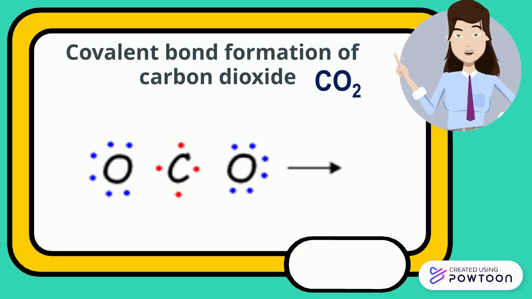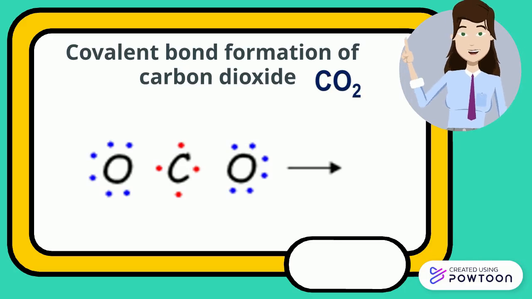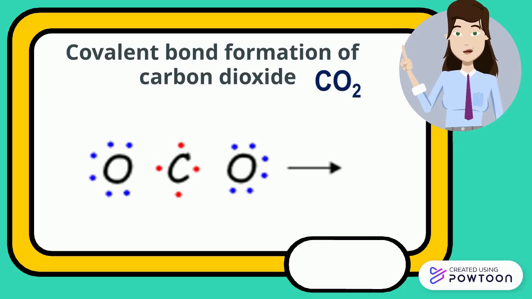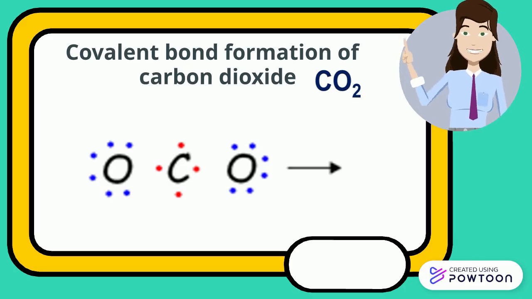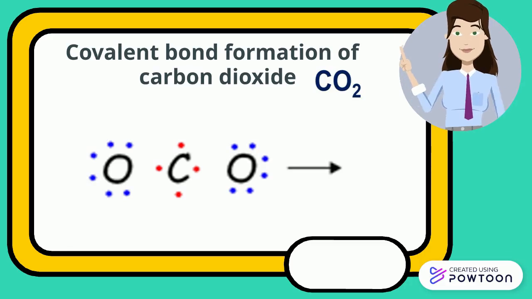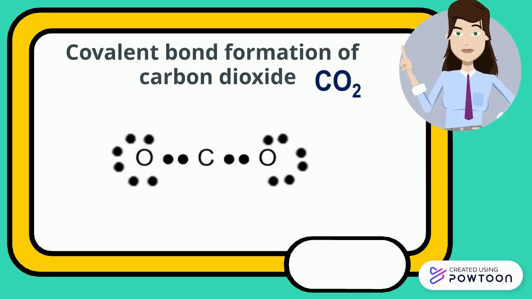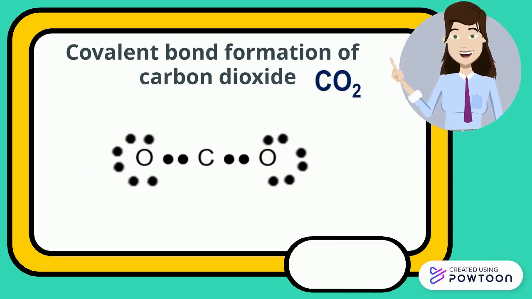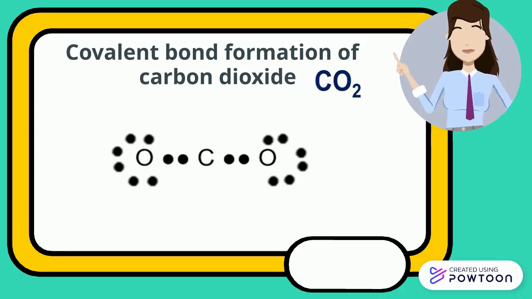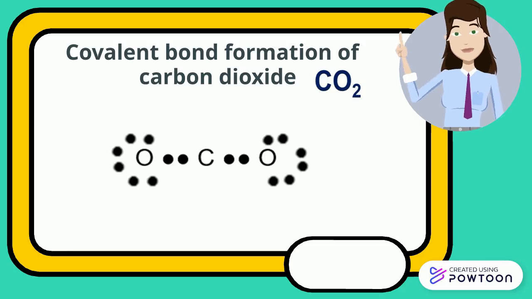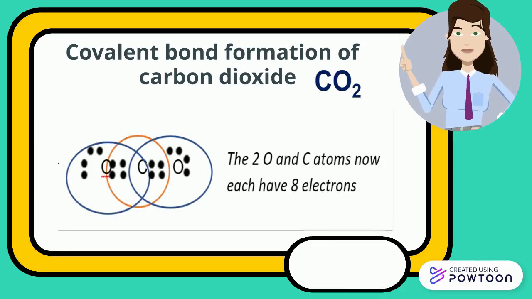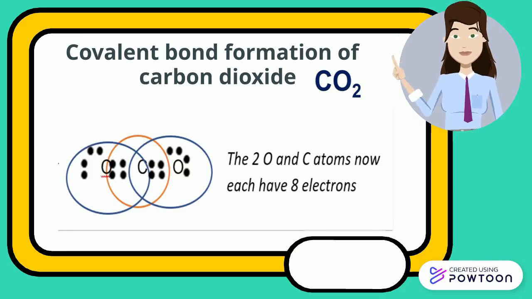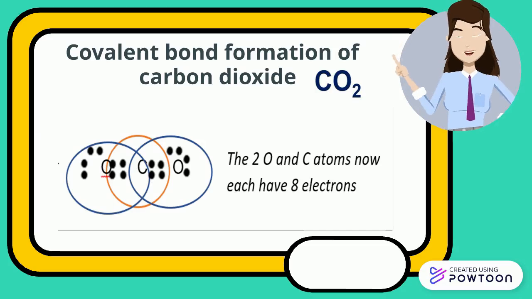The next example is the covalent bond formation of carbon dioxide. One atom of carbon with 4 valence electrons and 2 atoms of oxygen with 6 valence electrons. All 16 electrons are already placed around the atoms. The 2 oxygen atoms have 8 each, while carbon has only 4. The 2 oxygen and carbon atoms now each have 8 electrons.